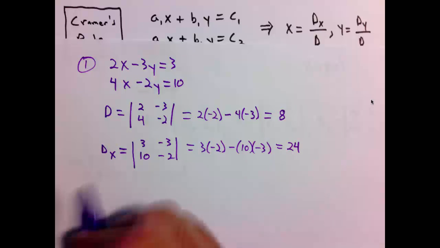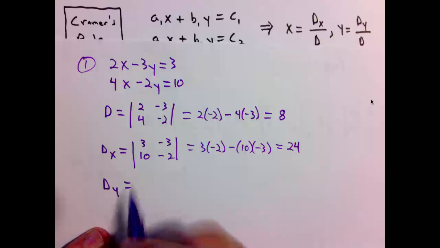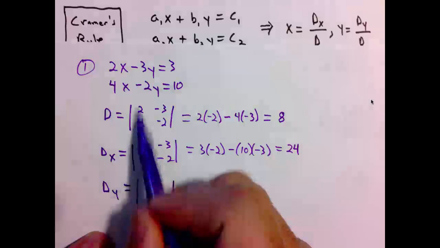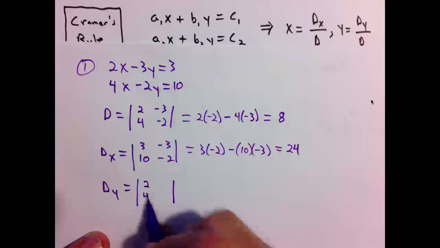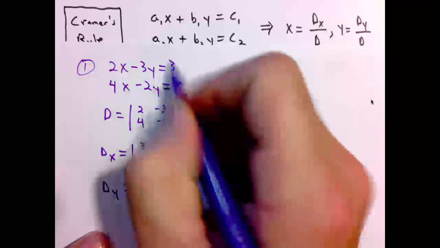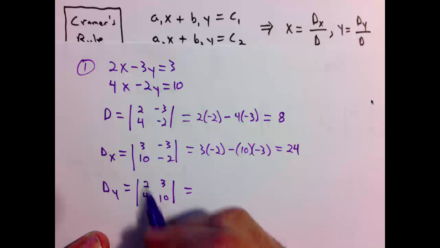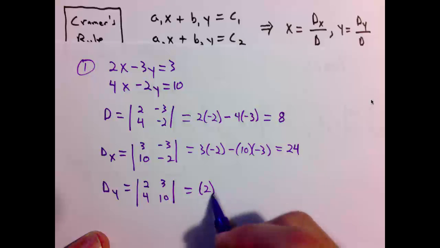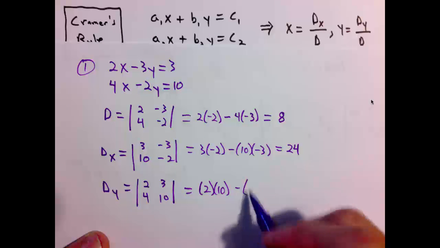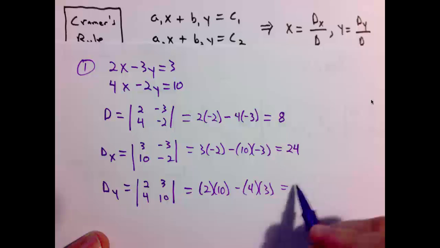All right, lastly, d sub y. Well, this time the x column will stay the same. This 2, 4 remains. That's my x coefficients. And instead of my y, I will replace with the equal to part, 3 and 10. So this will equal 2 times 10, subtract 4 times 3. This is 20 minus 12, and this is 8.